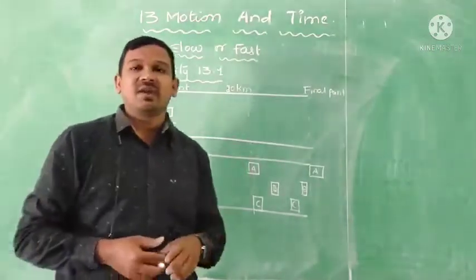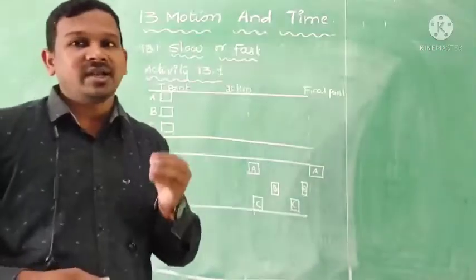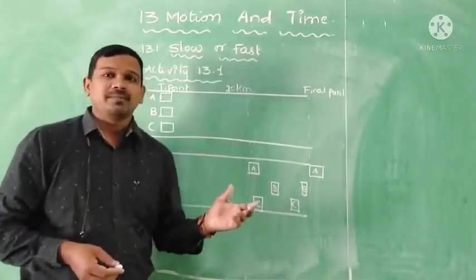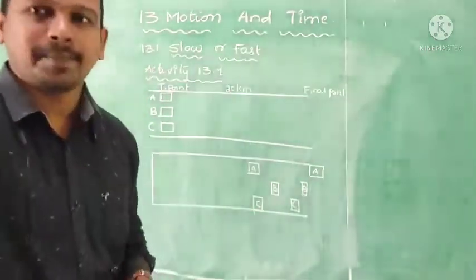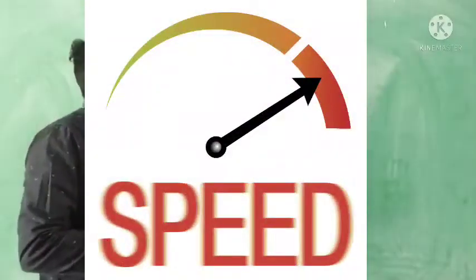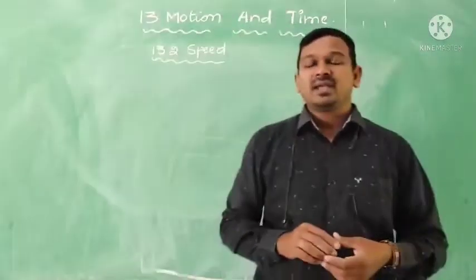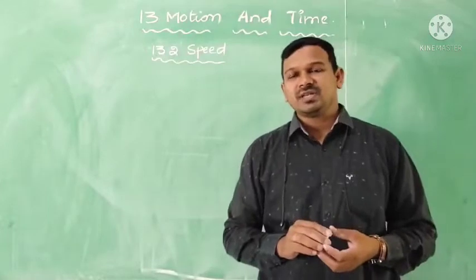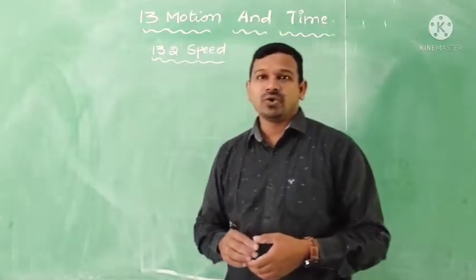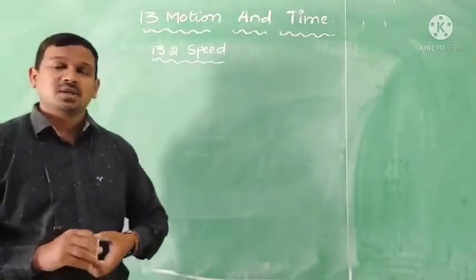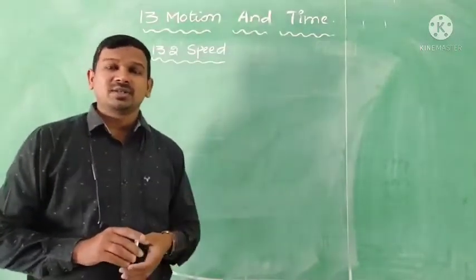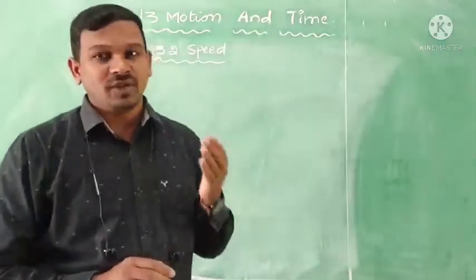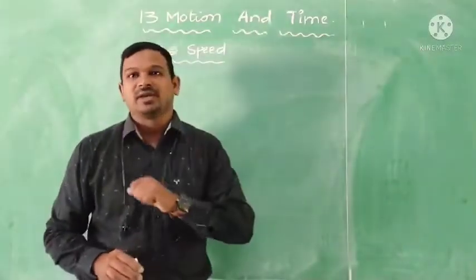Now, based upon this activity, we will come to a definition, that is speed. What is speed? Now we are going to discuss speed and, later, the types of speed. In the last activity, based upon the distance covered in a given time, we clarified which one is fast and which one is slow. Now we are going to discuss the speed concept. Why do we need to discuss this concept? In order to classify which bodies are going very fast and which are going very slow, speed is a concept we need to learn.